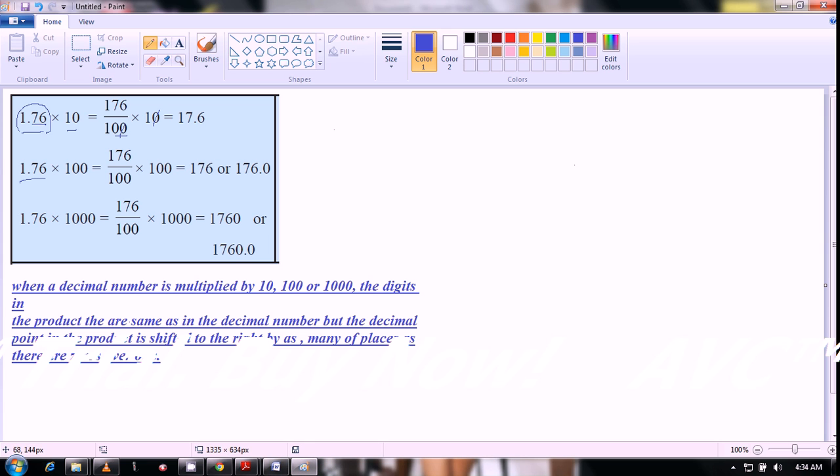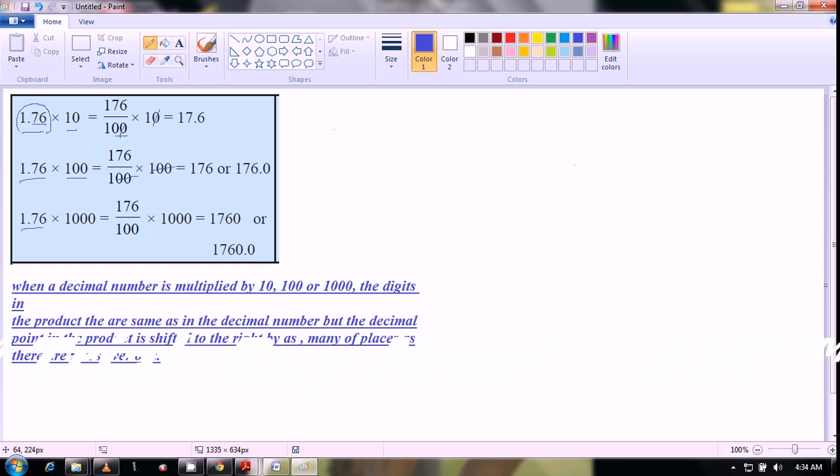Now this same number 17.6 when multiplied with 100, let's check how in fraction it will appear. 176 divided by 100 multiplied with this 100, we know that these two will be cancelled, so we will be left with only 176, or it can be written as 176.0.